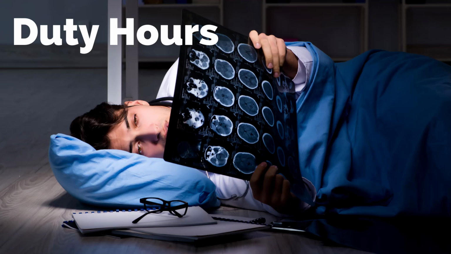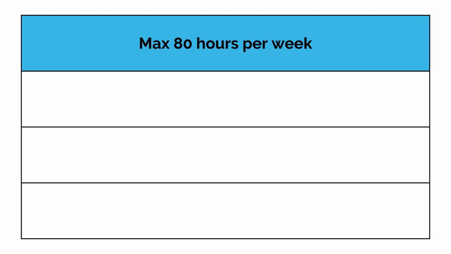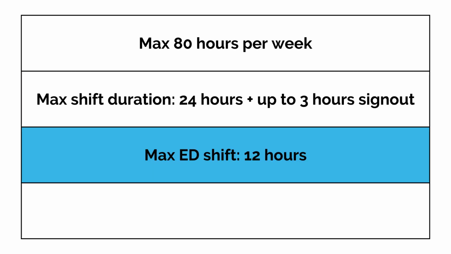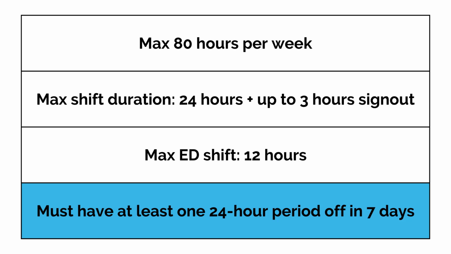First, I want to talk about duty hours, and these policies are pretty similar to residents. Our students should work no more than 80 hours per week, and this can be averaged over the length of the rotation. The maximum shift duration is 24 hours with up to 3 additional hours allowed for sign-out. In the emergency department, our students should be on duty for no more than 12 hours straight. And finally, our students should have at least one 24-hour period off every 7 days.